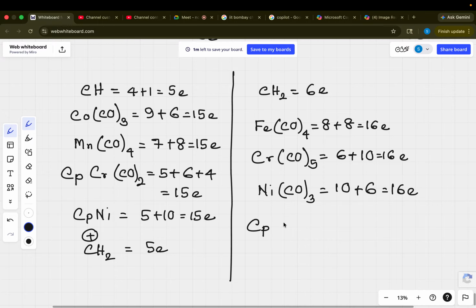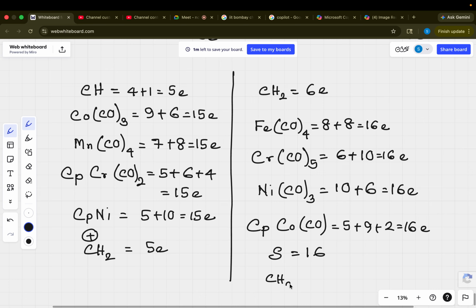Suppose you have Cp, cobalt, and then you have carbonyl. From Cp you will get 5 electrons, cobalt will give you 9 electrons, and CO will give you 2 electrons. So again you are getting 16 electrons. Sulfur is directly equivalent, because sulfur has 16 electrons.